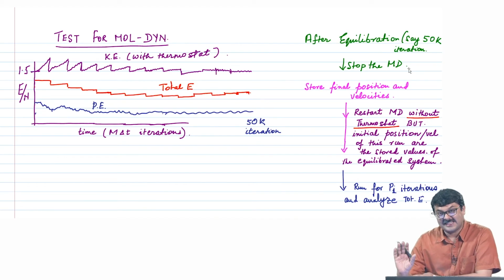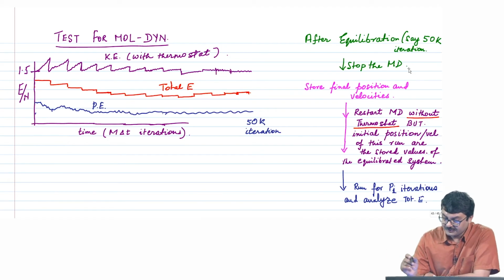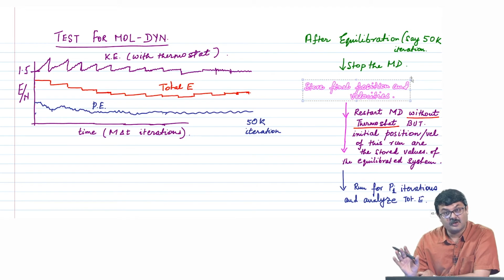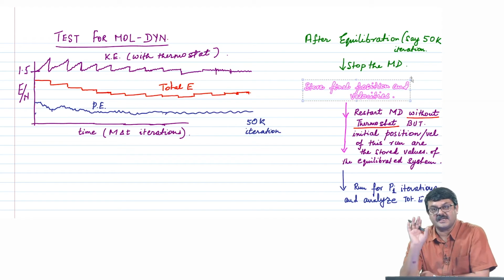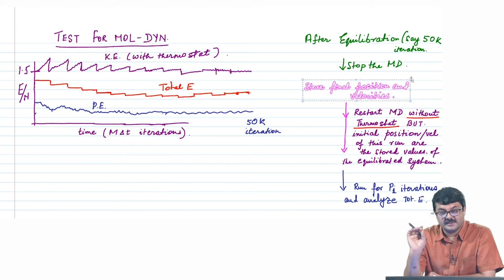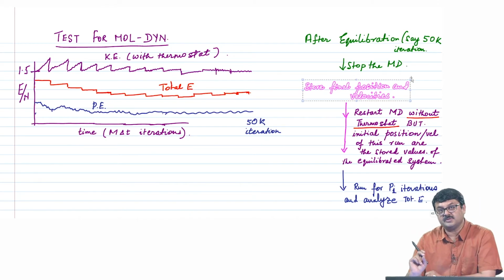because your aim is to test whether your code is working perfectly. Of course, if you wanted to measure some things, you could continue with the MD. And after stopping the MD, you could store the final positions and velocities of the now equilibrated configuration. Now, you have the positions and velocities of all the particles written in two different files or maybe the same file. Now, what you have to do is, starting from these positions and velocities.